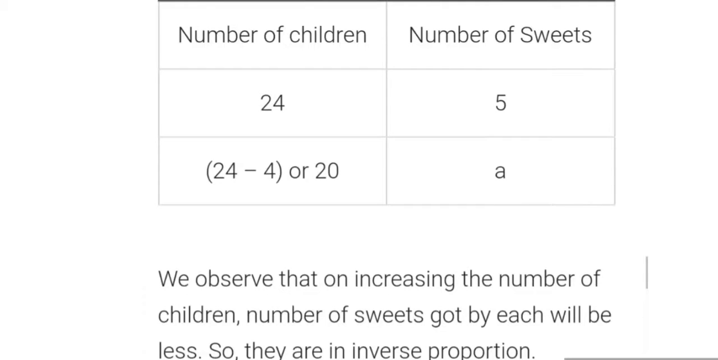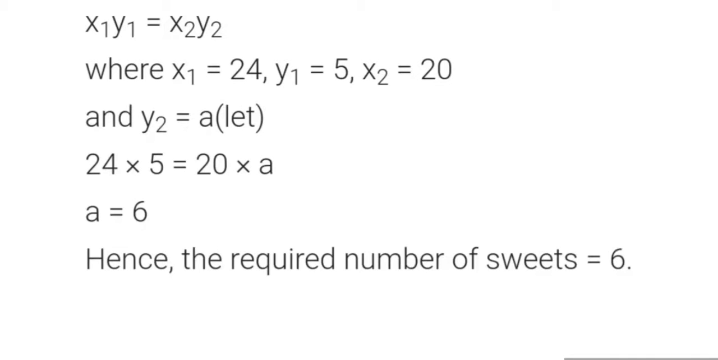So the number of sweets, suppose it is A. So we can see here, on decreasing the number of children, the number of sweets each gets will be more. So they are in inverse proportion, which means x1 into y1 is equal to x2 into y2. So x1 is 24 and y1 is 5 and x2 is 20 and y2 suppose it is A. So 24 into 5 is equal to 20 into A. So A value is 6. So the number of sweets is equal to 6.